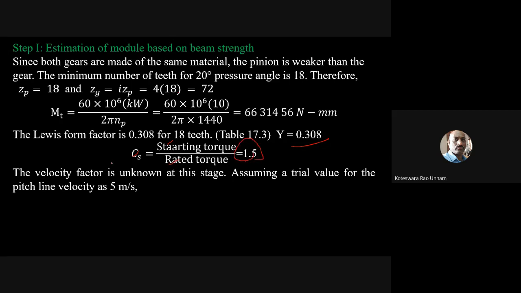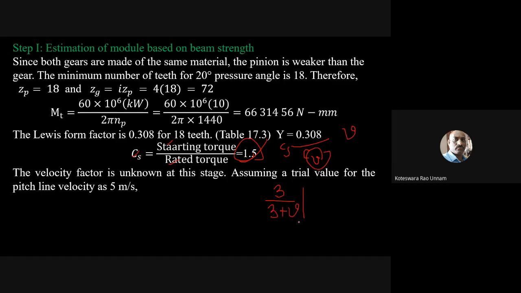He has already given in the problem. So now to calculate the effective load based on the velocity factor, you should know what is CS and CV. CS is known, CV is unknown. To calculate this CV, you should know what is V, because your CV formula, even these formulas are also not there in your data book. Maybe in the supplement they will provide.